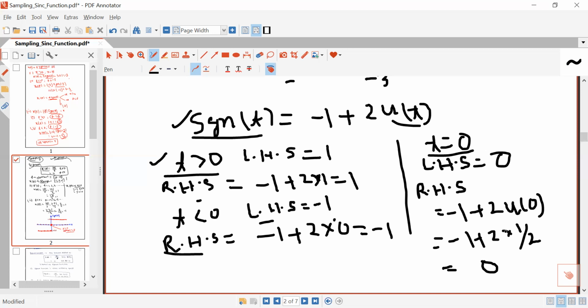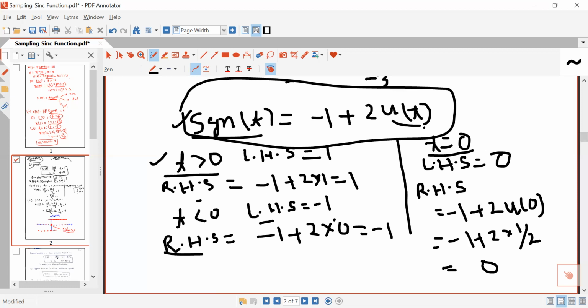Again, you can see here that LHS and RHS are equal. So in this way, you can say that signum t can be written as minus 1 plus 2 ut, or the signum t and ut are related with this mathematical expression. And this is a very important expression, because from this expression you can justify the value of unit step function at t equal to 0. It will be equal to half.